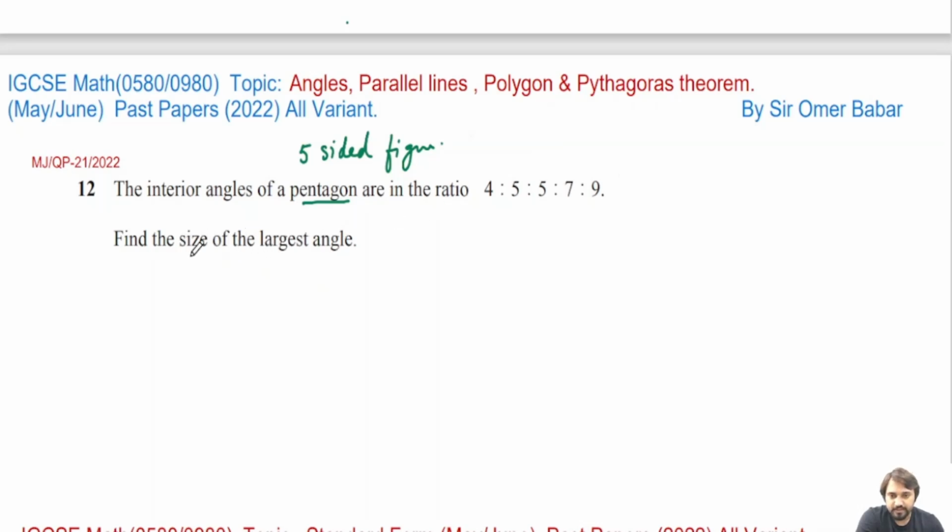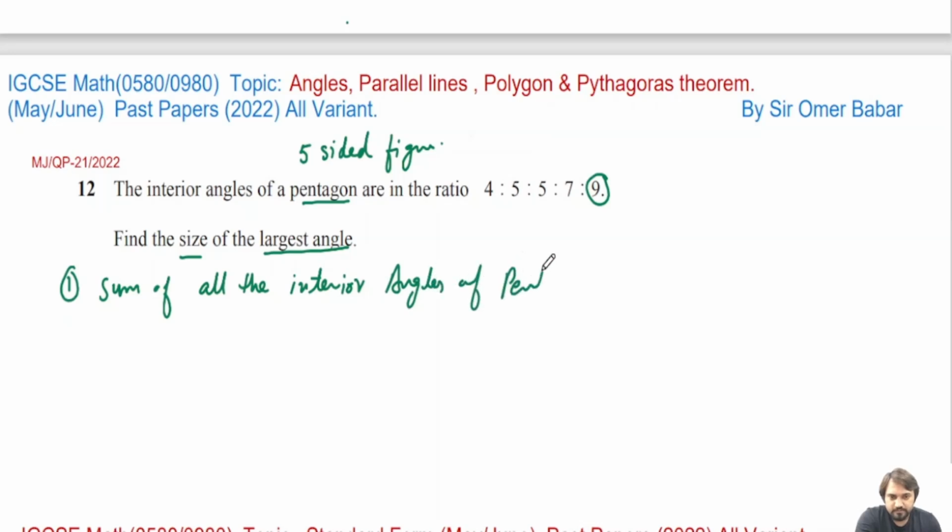So we need to calculate the size of the largest angle. From this observation we can see that here 9 is the largest ratio. So to solve this question we need a few things. Number one, the sum of all the interior angles of a pentagon, and number two, the sum of ratios.